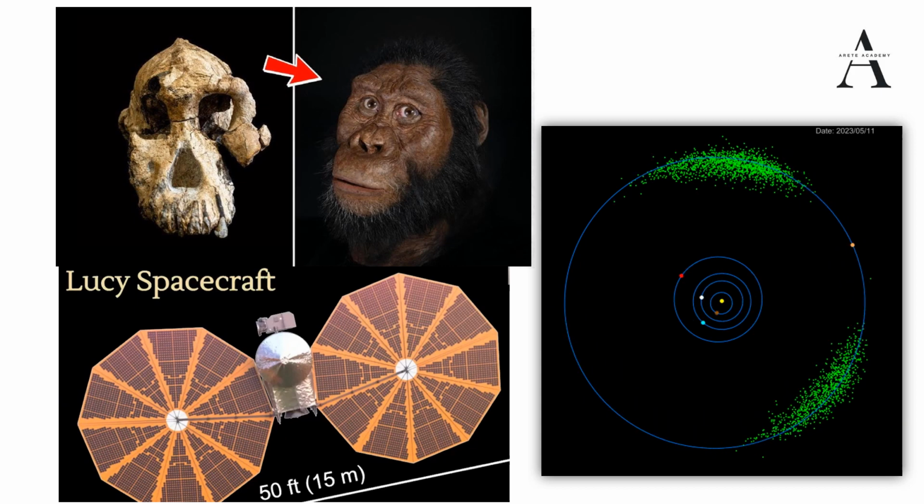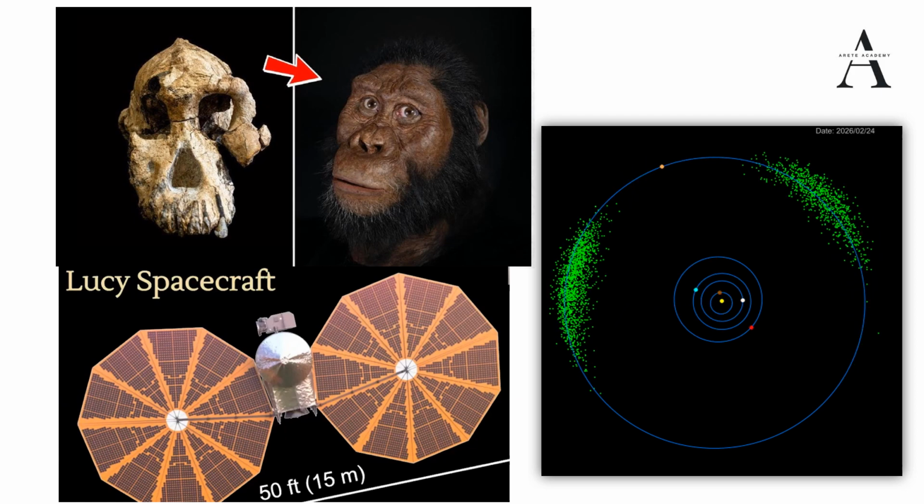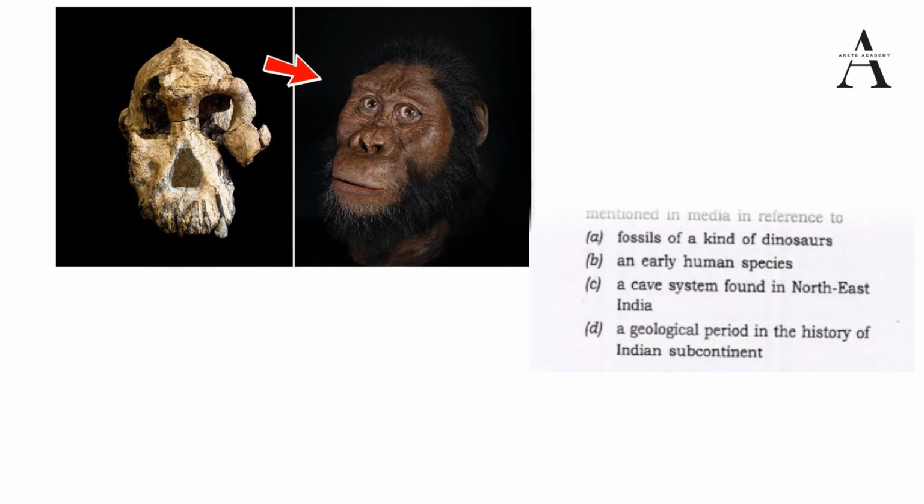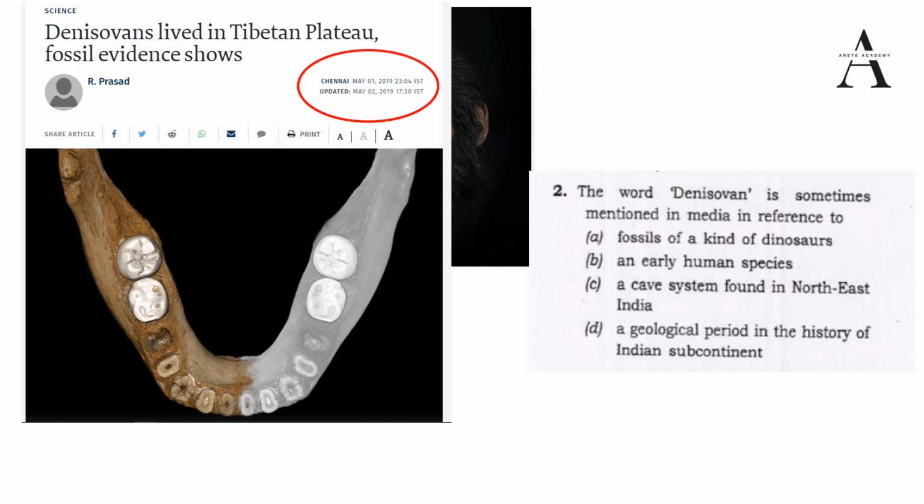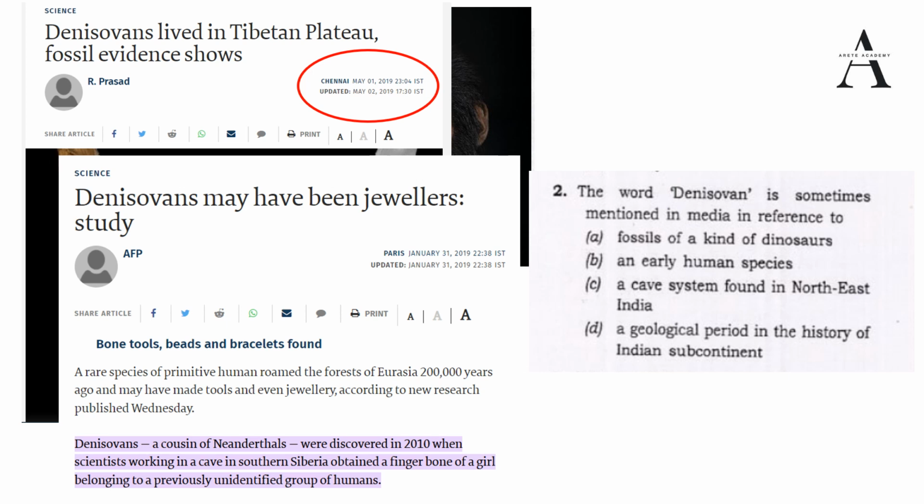I am discussing this in detail because UPSC asked a question like this in 2019. The question was: the word Denisovan is sometimes mentioned in media in reference to what? The answer was an early human species. The exam was conducted in June, and this information was in the news on May 1st, 2019, that Denisovans lived on the Tibetan plateau, and fossil evidence had been found. This information was in the news again in January 2019 also.